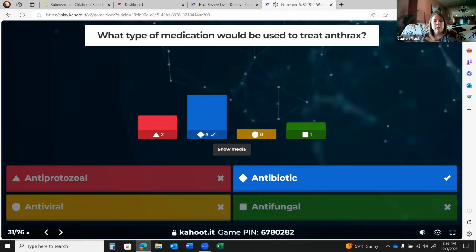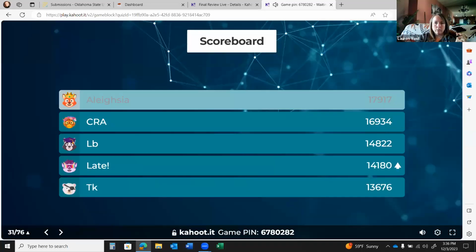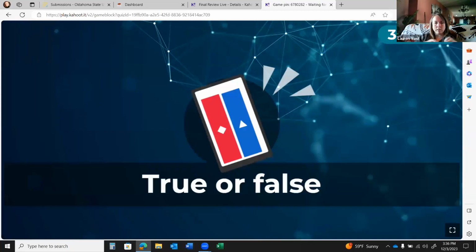Okay, so pretty good here. It is a bacteria, so bacteria are going to be treated with antibiotics here. Bacillus anthracis is the name of it.